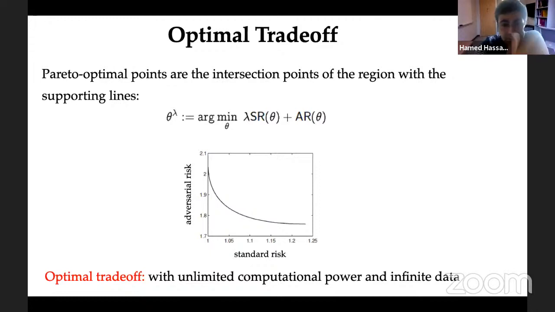And you see there is a trade-off between adversarial and standard risk. If you want to decrease the adversarial risk, you would definitely increase the standard risk and vice versa. So there is no point that gives you the smallest standard risk and at the same time the smallest adversarial risk. There is a trade-off. You have to pay a price. So this was about optimal trade-offs.